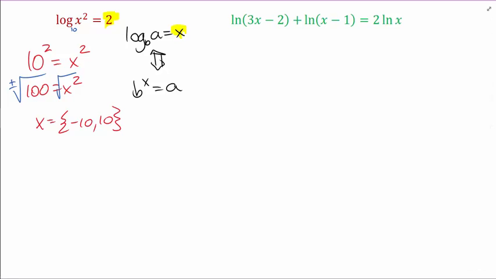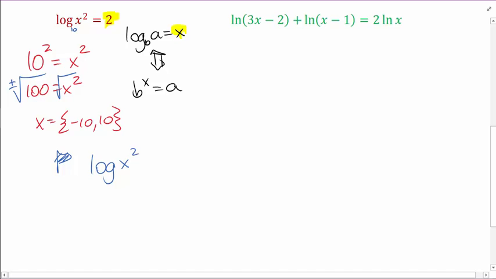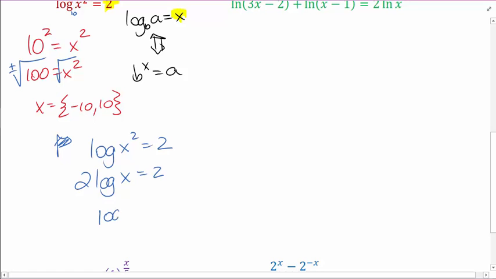One thing to be careful of, a little pitfall that we could have here, is if we did the log of x squared equals 2 and we applied the power rule to bring the 2 down in front, the log of x times 2 equals 2. Dividing by 2 would give us the log base 10 of x equals 1. 10 to the first equals x, and we would just get a single solution.